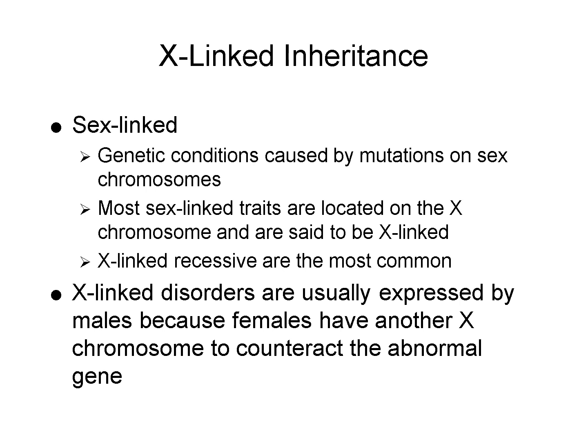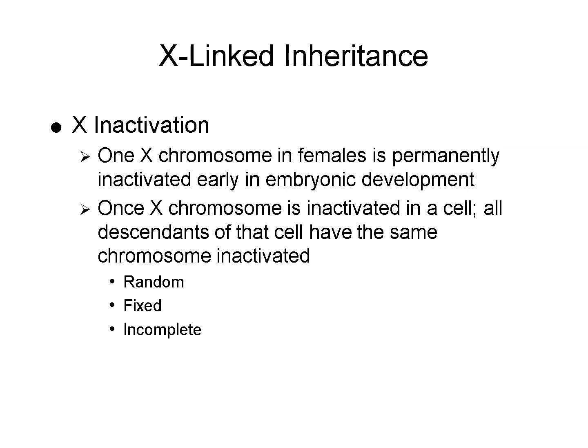If that X carries the mutation, there is no second X to compensate for it, as there would be in females. In females, one of the two X chromosomes is permanently inactivated early in embryonic development. This process is called X inactivation, and it ensures that females, like males, have only one functional copy of the X chromosome in each body cell.